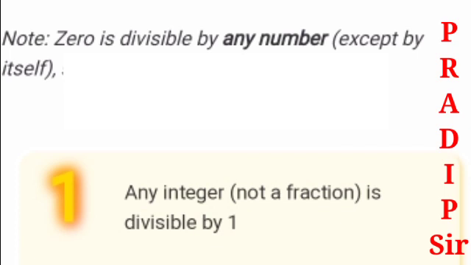First is 0, which plays an important role in the number system. 0 is divisible by any number because 0 is equal to 0 into any integer. And also any integer, not a fraction, is divisible by 1. So 0 is divisible by any number and any integer is divisible by 1. Now we discuss the divisibility rules one by one.